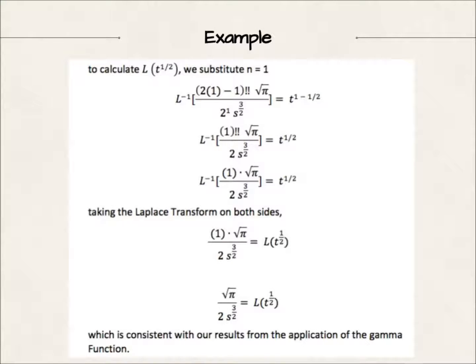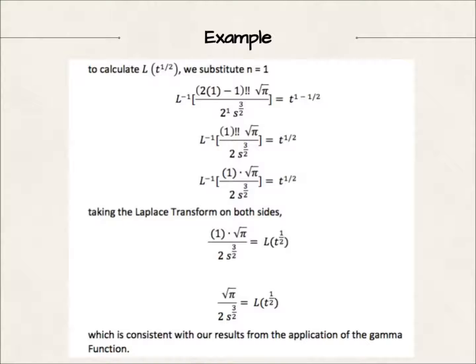Let us now try to evaluate what the Laplace transform of t power 1/2 is using the theorem that we have learned before, the double factorial. Now, if we substitute n equals 1 into the previous equation, we find that on the right hand side, the expression in t becomes t power 1/2. And on the left hand side, we have the Laplace inverse of 2 minus 1 double factorial times root pi divided by 2 power 1 s power 3/2 equals t power 1/2.